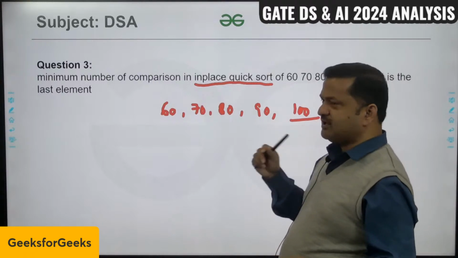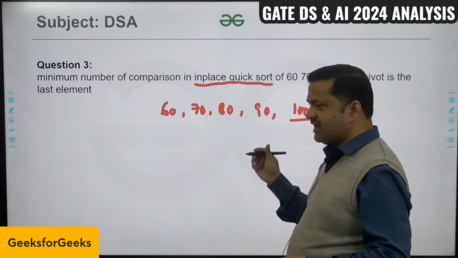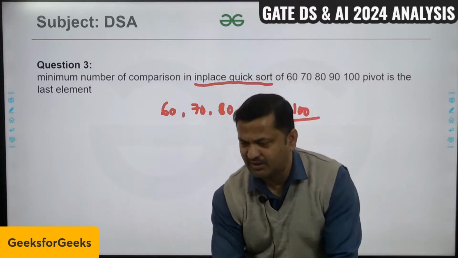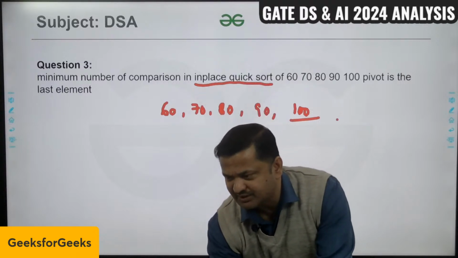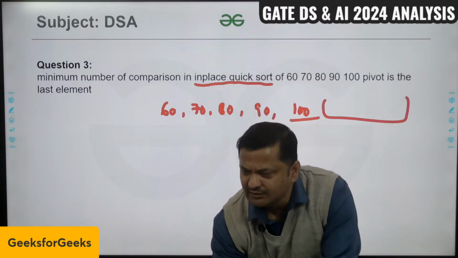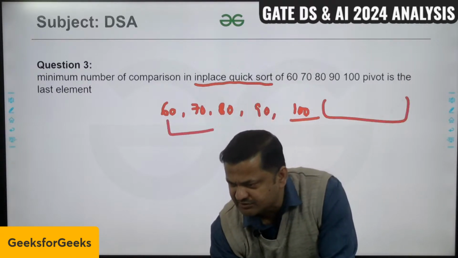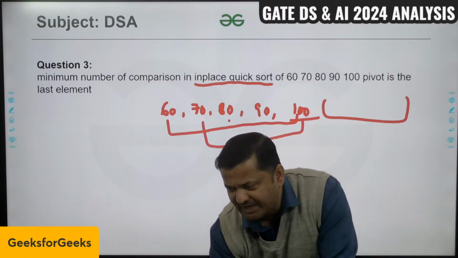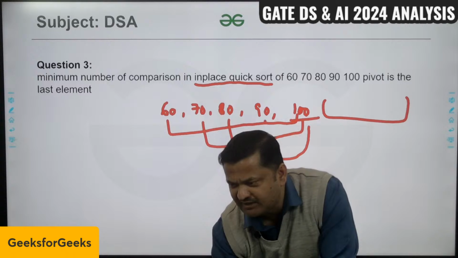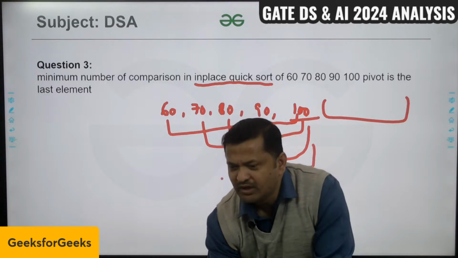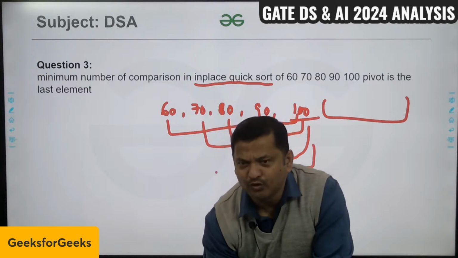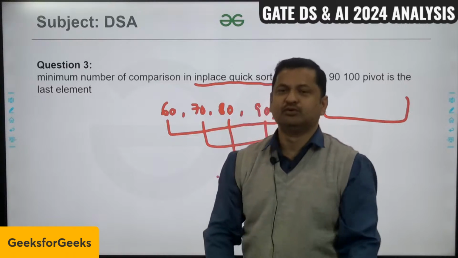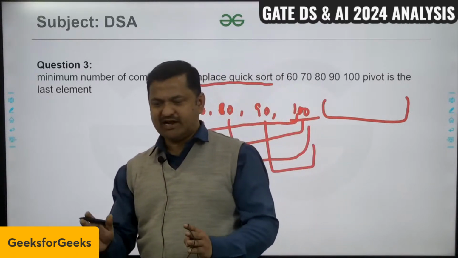Okay, so in this particular case, if we compare each and every element with the pivot element starting from the left one, because there is no right element after this, so we'll start comparing this. So 60 is compared with 100, then 70 is compared with 100, 80 is definitely compared with 100, 90 is compared with 100.